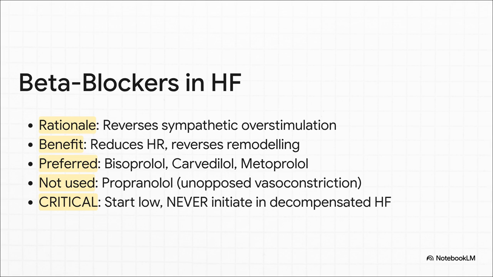You must outline the preferred agents and their trials. Bisoprolol is beta-1 selective, proven in CIBIS-2. Carvedilol also includes alpha-1 blockade, proven in COPERNICUS. Metoprolol succinate was proven in MERIT-HF. Propranolol is non-preferred because it causes unopposed peripheral vasoconstriction. And the absolute critical clinical rule here, you start low, titrate slowly, and never initiate these in an acutely decompensated patient. Over time, they restore cardiac sensitivity, but acutely, they can be dangerous.